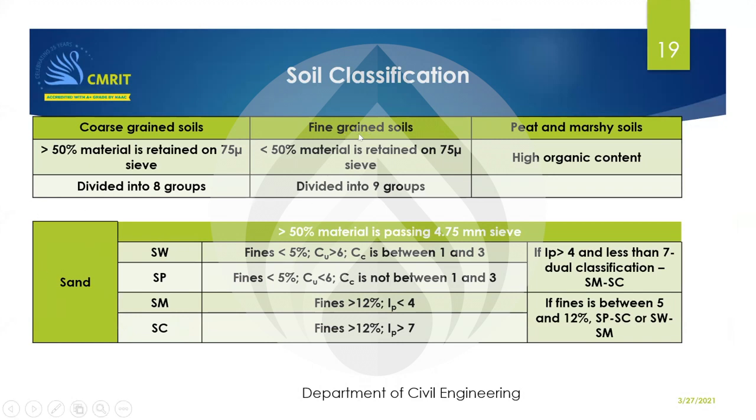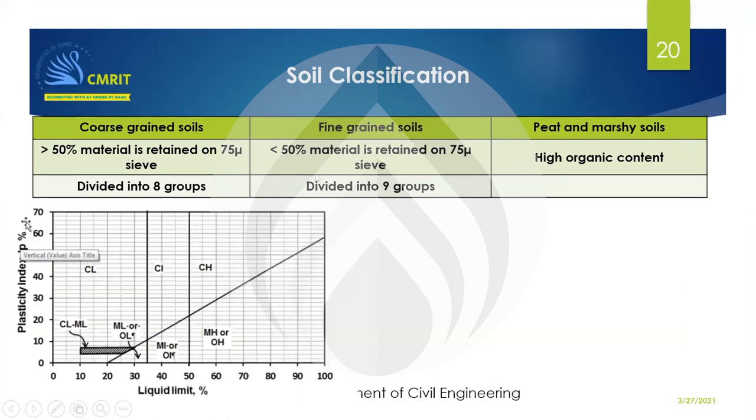For fine grained soil, we consider the consistency limits. So these are the consistency limits. Once we know that, we will plot a graph between the liquid limit and the plasticity index. So what is plasticity index? It is liquid limit minus plastic limit. So knowing these two values, we will be able to classify the soil.